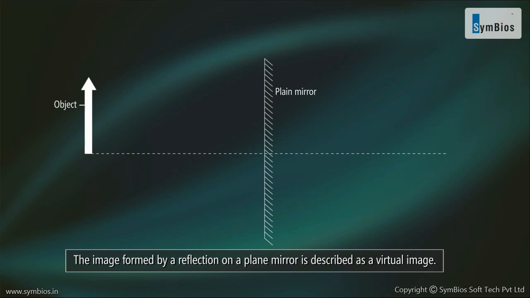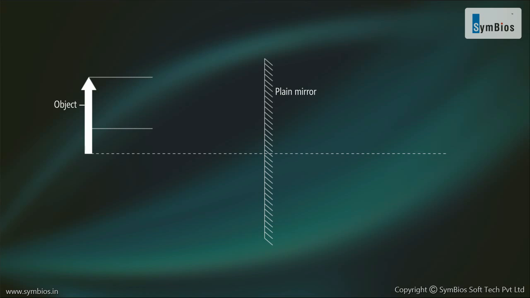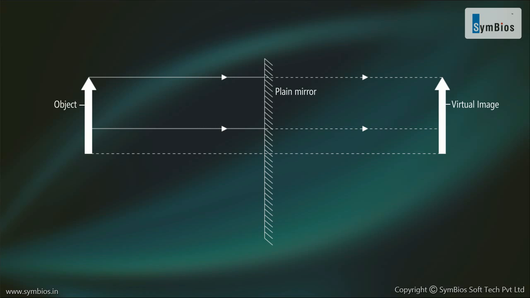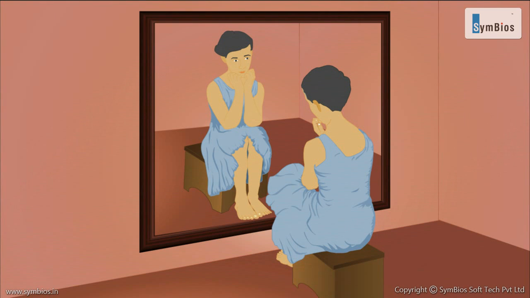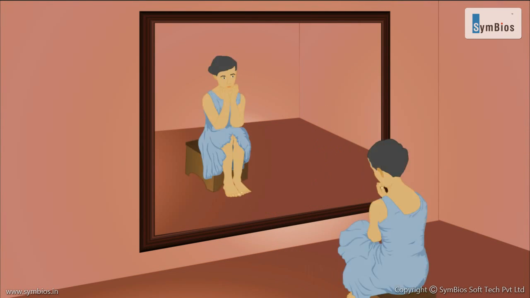The image formed by reflection on a plane mirror is described as a virtual image. Virtual images are formed when rays of light are perceived to converge. If you stand in front of a mirror, an image seems to form behind the mirror. If you move back, the image also moves back. In reality, there is no image behind the mirror. Therefore, an image which cannot be formed on a screen is a virtual image.